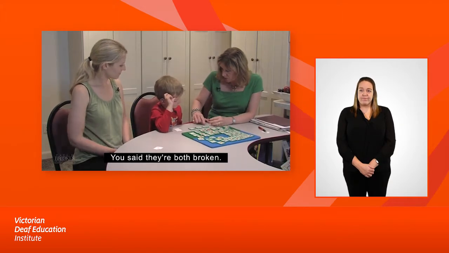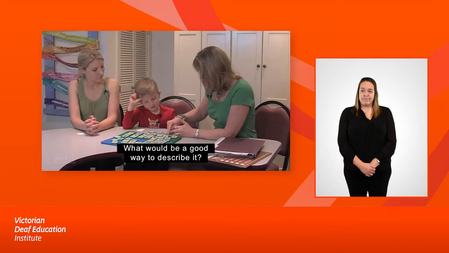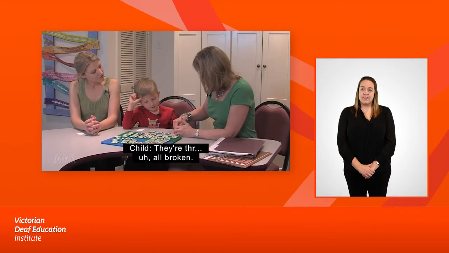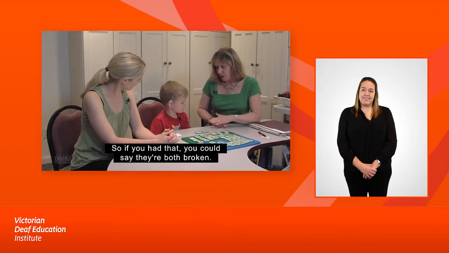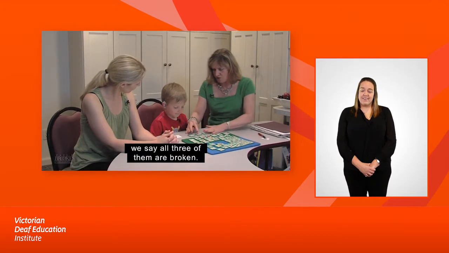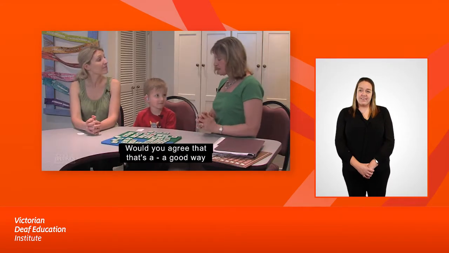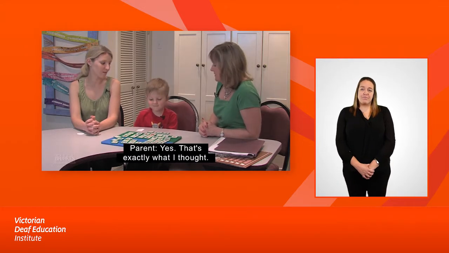Yes, you're absolutely right. You said they're both broken. What would be a good way to describe it? They're all broken. All of them are broken. Very nice. What does both usually mean? Two. There's just two of them. So if you had that, you could say they're both broken. But since there are three, we say all three of them are broken. Would you agree that that's a good way to put those together, Mom? Yes, that's what I thought.